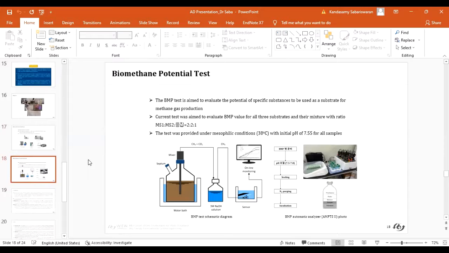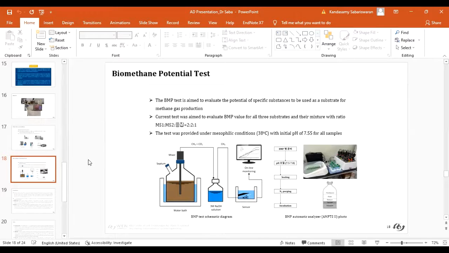The biomethane potential test is another important test to evaluate the potential methane gas production. With the BMP test, we evaluate the potential of specific substances to be used as substrate for methane gas production. We currently aim to evaluate the BMP value for three substrates and their mixture with a ratio of 2:2:1. The test was performed under mesophilic conditions with an initial pH of 7.55 for all samples.